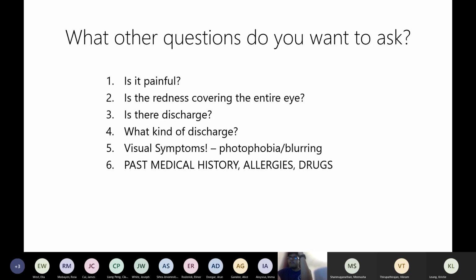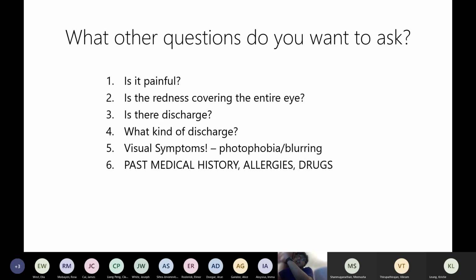You also want to know how much of the eye is red, because most of them cause a fully red eye. There's a few that only cause sectoral redness. Discharge we talked about. If they have discharge, what kind of discharge is it? Because that'll help you narrow it down as well. Visual symptoms, very important. Anything with the eye, do you have visual symptoms? If they do, it's probably something worse than something that doesn't cause visual symptoms.